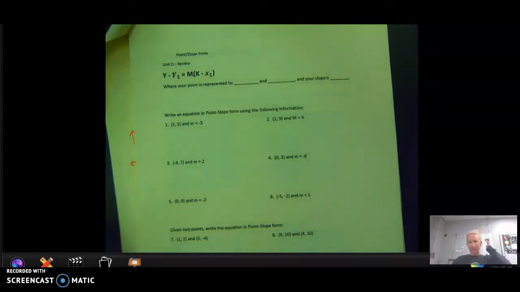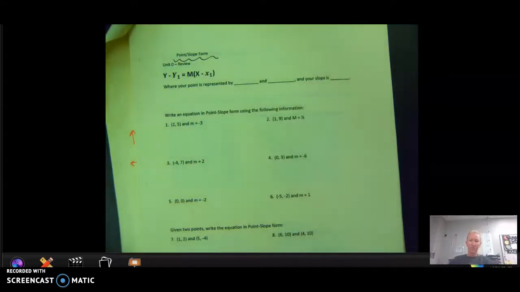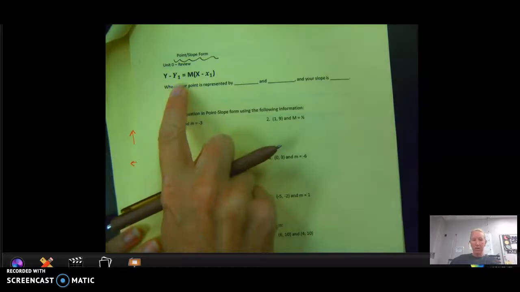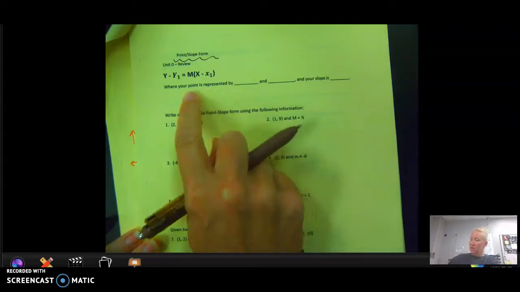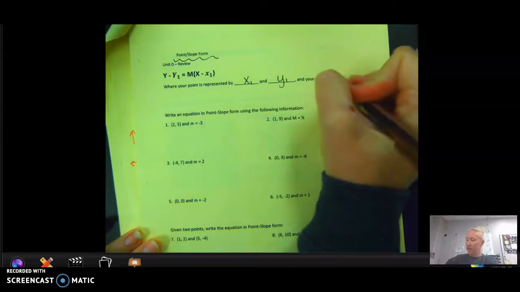So we are reviewing again, so we are going to review point slope form. This is another equation form for a line. It looks like this: y minus y1 equals m parentheses x minus x1. Where your point is represented by x1 and y1, and your slope is m.